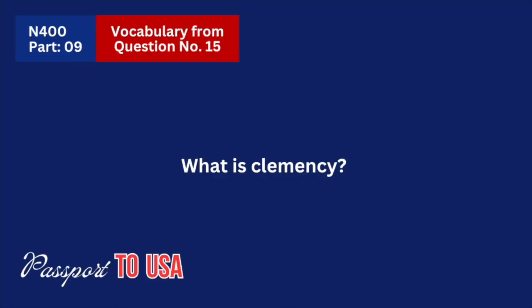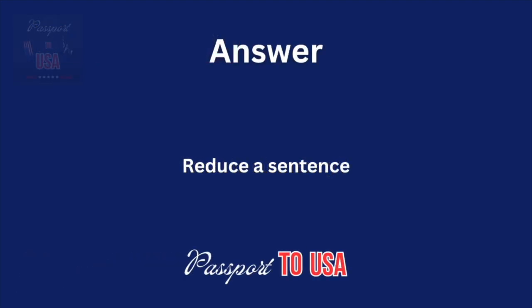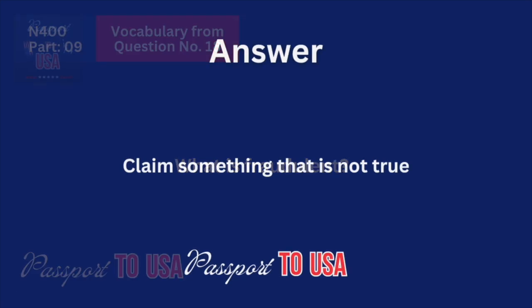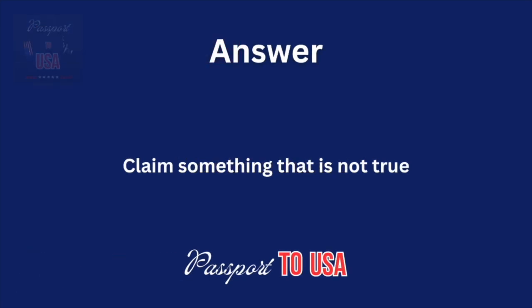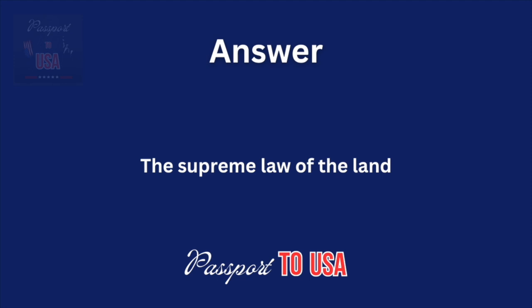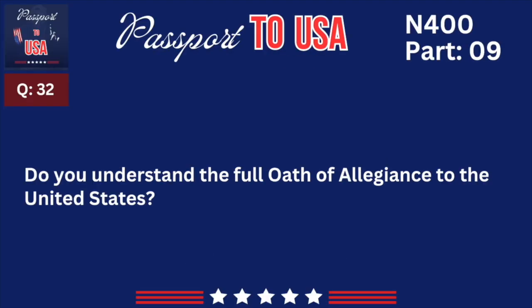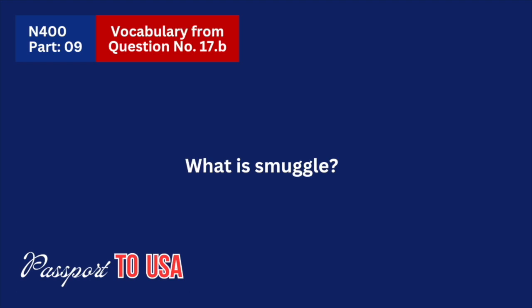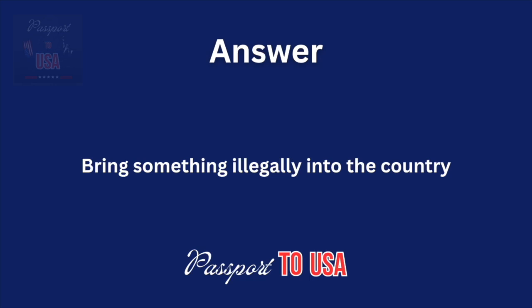What is clemency? Reduce a sentence. What is fraudulent? Claim something that is not true. What is constitution? The supreme law of the land. Do you understand the full oath of allegiance to the United States? Yes. What is smuggle? Bring something illegally into the country.